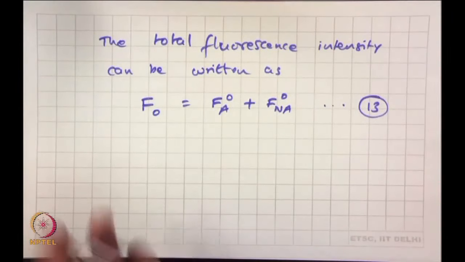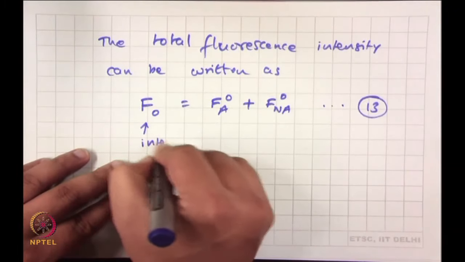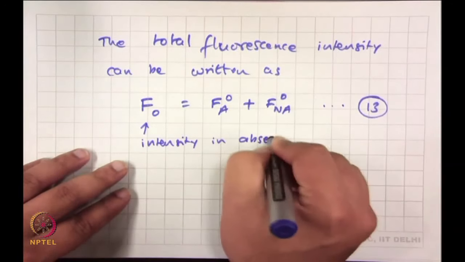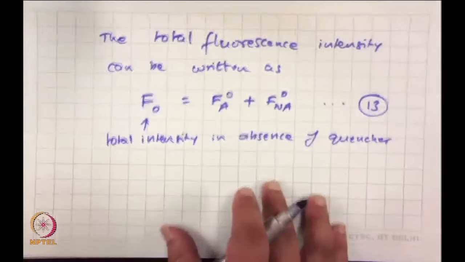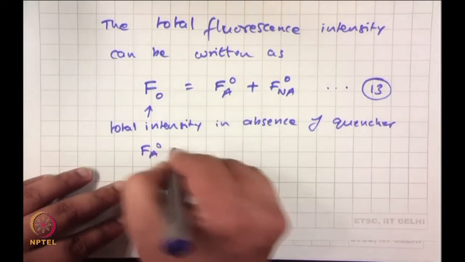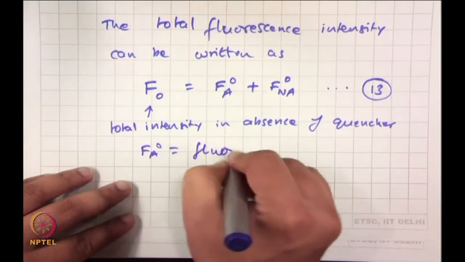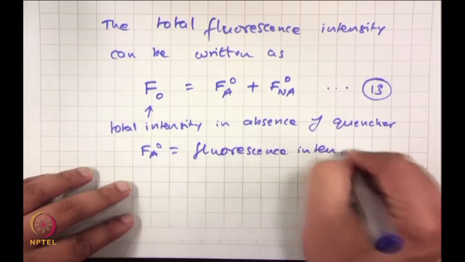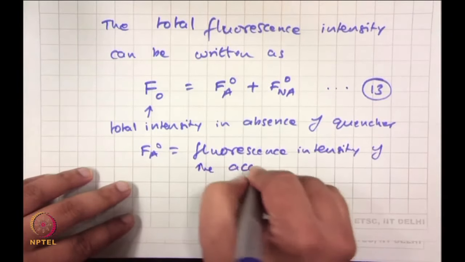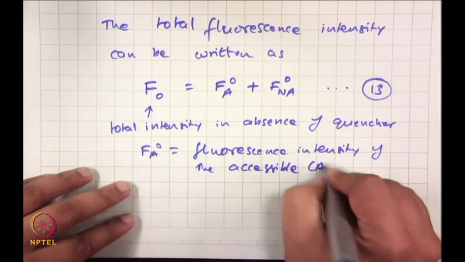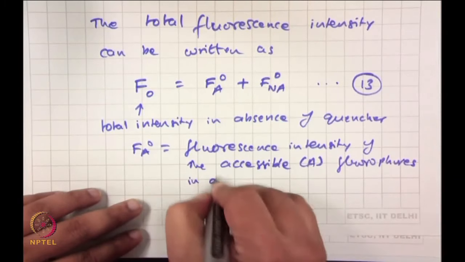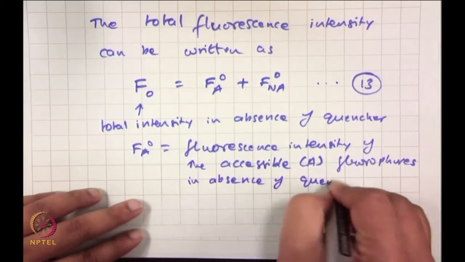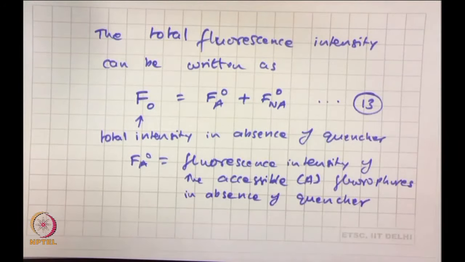Now, F0 obviously is the total intensity in absence of any quencher. What is FA0 then? FA0 is the fluorescence intensity of the accessible fluorophores in absence of quencher. A stands for accessible.